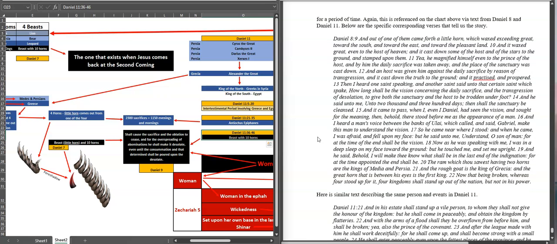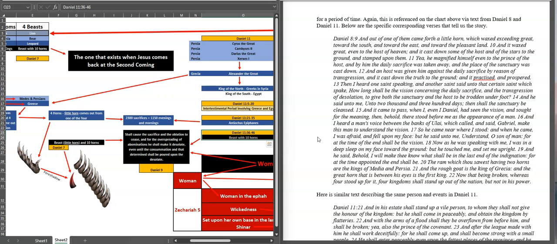Let's start in Daniel 8, verse 9. And out of one of them came forth a little horn, which waxed exceeding great toward the south. This is talking about Greece. And toward the east, and toward the pleasant land. It waxed great even to the host of heaven, and it cast down some of the host and of the stars to the ground, and stamped upon them. Yea, he magnified himself even to the prince of the host, and by him the daily sacrifice was taken away, and the place of the sanctuary was cast down. And an host was given him against the daily sacrifice by reason of transgression, and it cast down the truth to the ground, and it practiced and prospered.